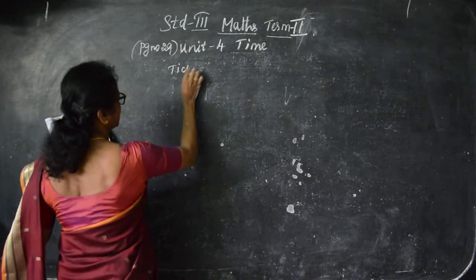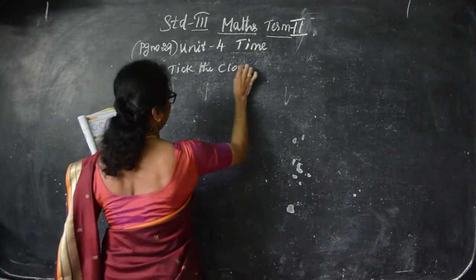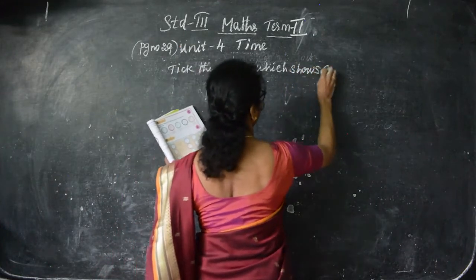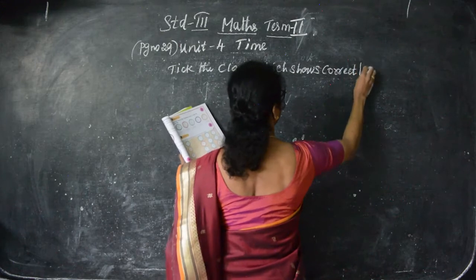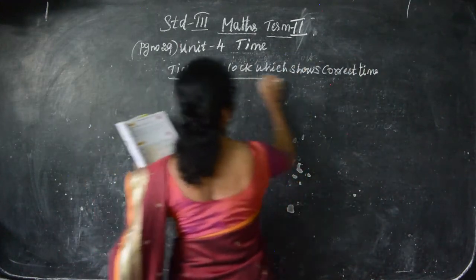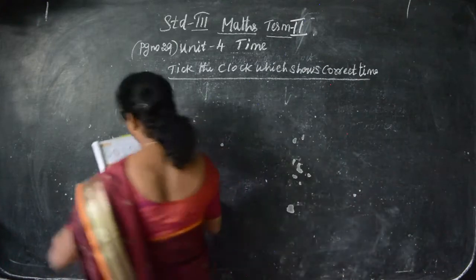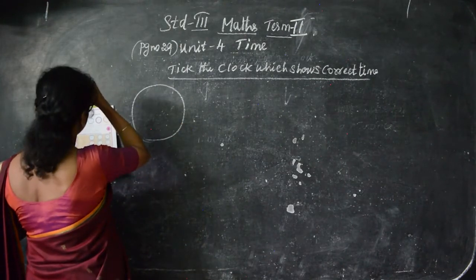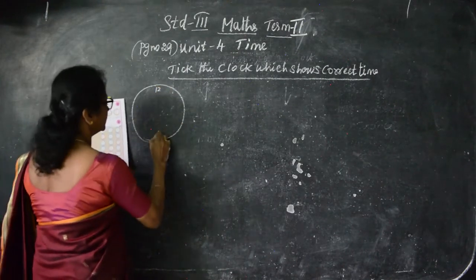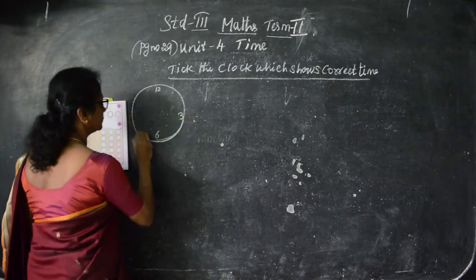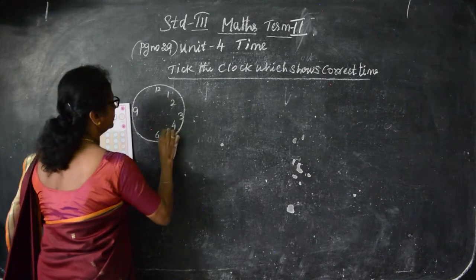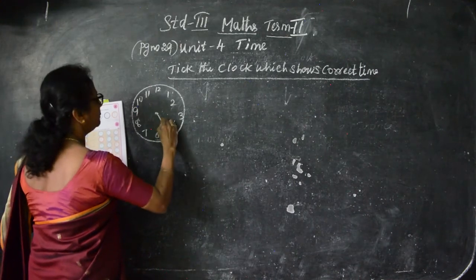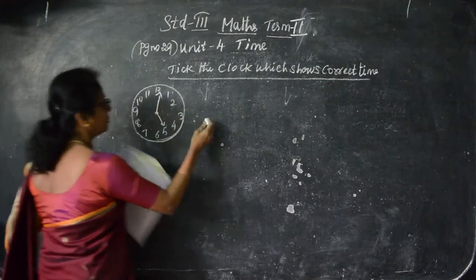Tick the clock which shows the correct time. So they will give the clock and they will give the options for you also. Twelve, 6, 3, 9. So put the clock. They will give the options. Okay. So 5 o'clock, they will give like this. 5 o'clock. So 3 options.